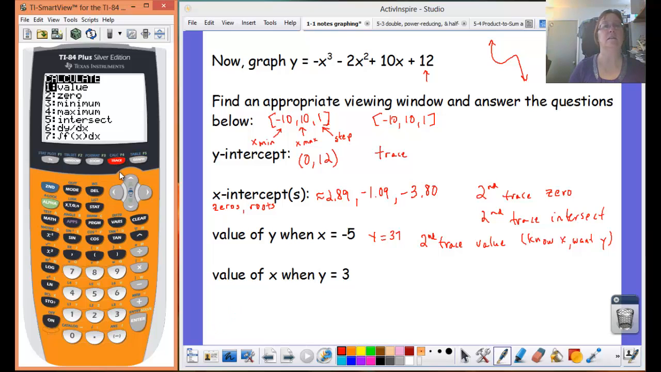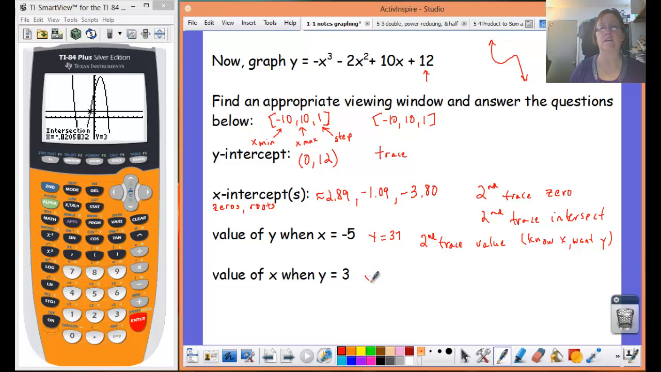Second trace. Intersect is the thing that we want. We move our cursor close to the intersection we're interested in. So I'm going to go for this middle one. We hit enter, enter, enter. And when y is 3, x is approximately -0.82 right there. You could find the other 2 by doing the same procedure, and I'm not going to do that. However, second trace and intersect. We use second trace and intersect when we want x, but we know y.